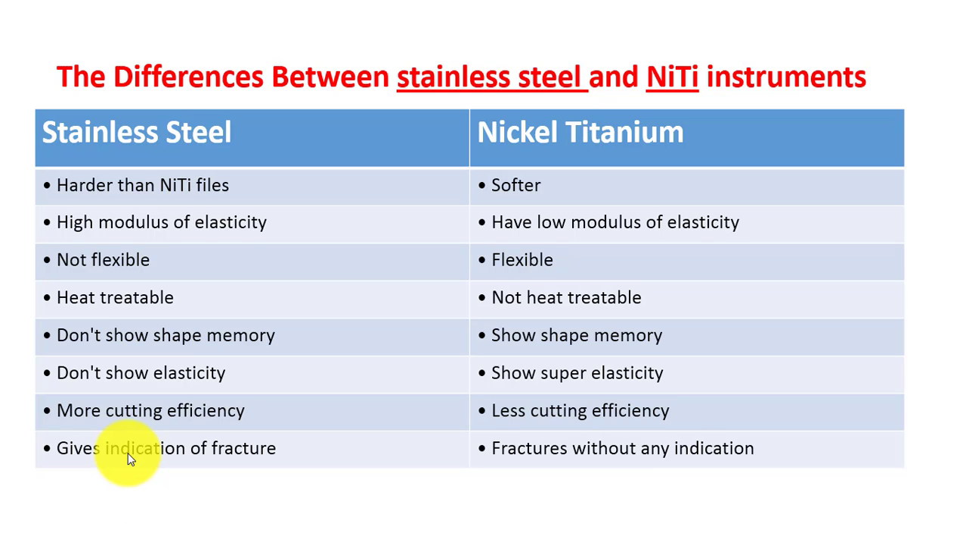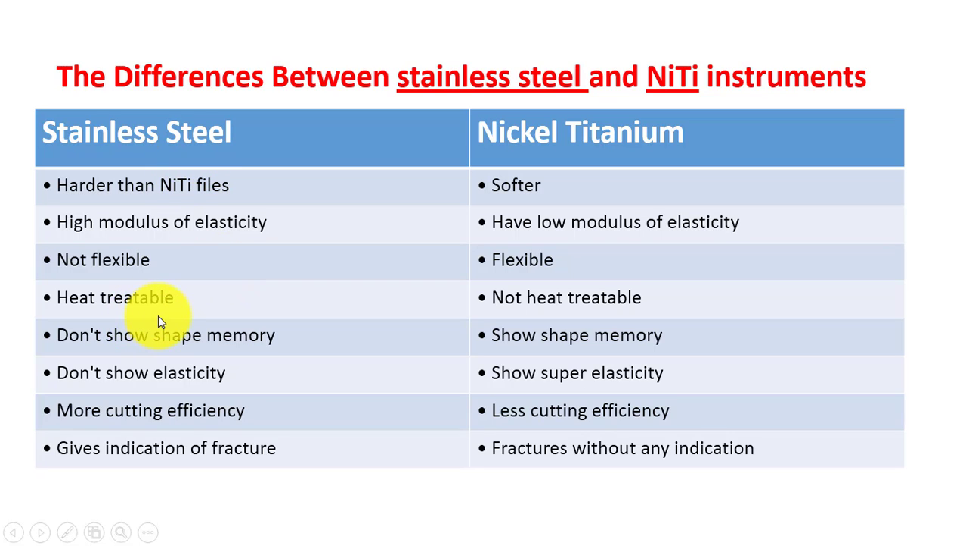The next topic is the differences between stainless steel and nickel titanium instruments. Stainless steel is harder than nickel titanium, but nickel titanium is softer. Stainless steel's modulus of elasticity is high, but nickel titanium's is low, as I mentioned before. Stainless steel is not flexible, whereas nickel titanium is flexible. That's why in curved canals, nickel titanium is preferred.